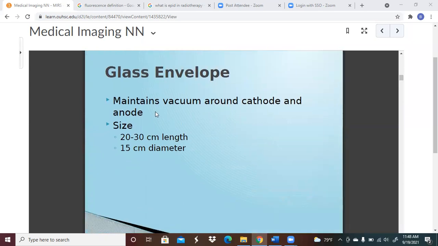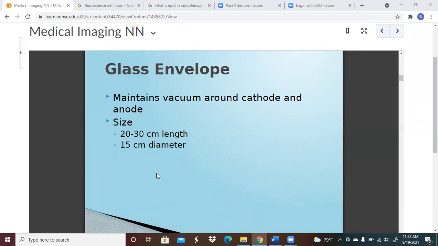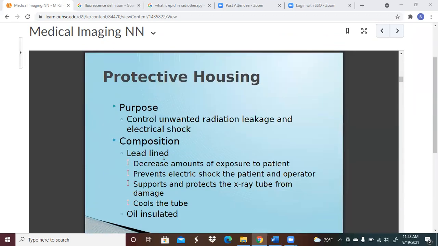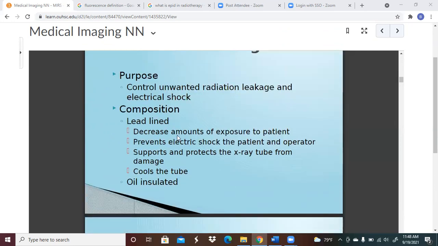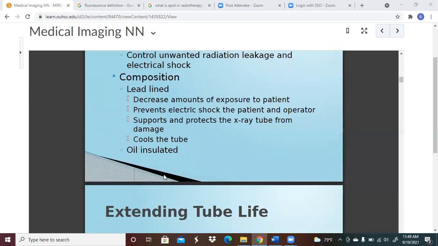The glass envelope maintains a vacuum around the cathode and the anode, 20 to 30 centimeters in length, about 15 centimeters in diameter. The purpose of the housing is to control unwanted radiation leakage and electric shock. It's usually lead lined and decreases the amount of exposure to the patient as well as the operator. Prevents electric shock for the patient and operator, supports and protects the X-ray tube from damage, and it helps to cool the tube. And a lot of these are oil insulated.